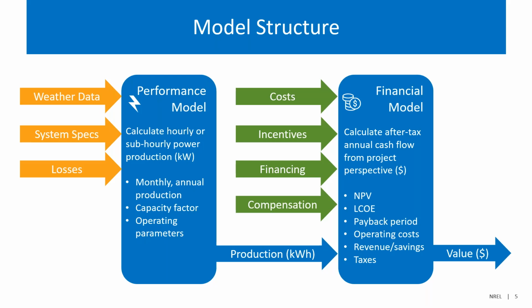You bring those production outputs and combine them with details such as project cost, incentives such as the investment tax credit, financing considerations such as debt terms, and revenue or compensation, such as what your PPA price would be for a plant, to get important financial outputs such as your net present value, levelized cost of energy, payback period, operating costs, revenue outputs, and detailed cash flows that you can see all in the SAM outputs.